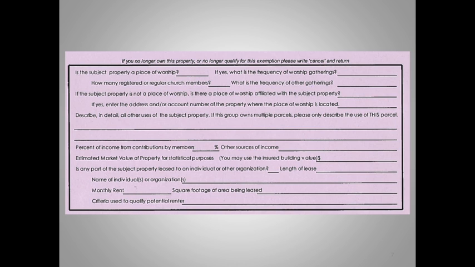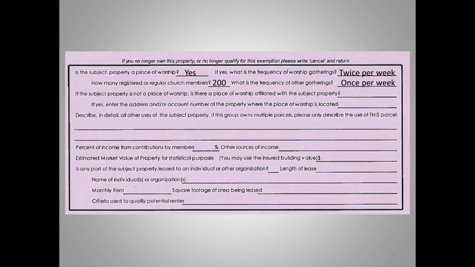The first question asks whether or not this property is a place of worship, and it is. And then we're going to answer how many times this church meets for worship, how many members this church has, and how often they meet for reasons outside of worship. Basically, what we're getting at is how often is this property used for religious purposes, and how many people benefit from the use. So there's about 200 people on average.